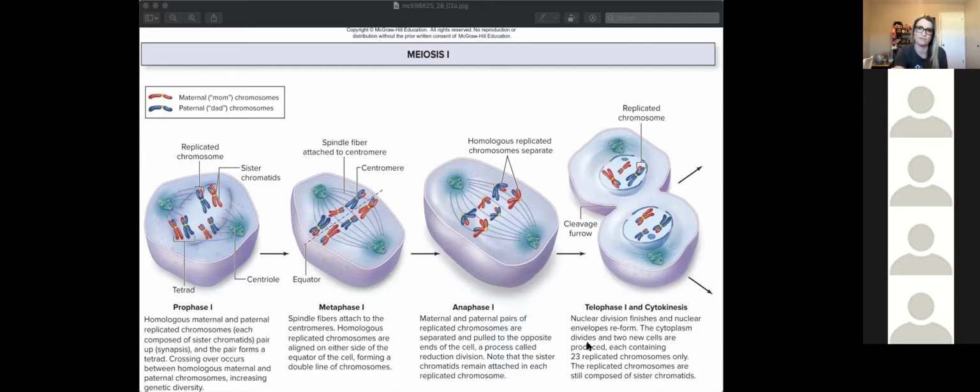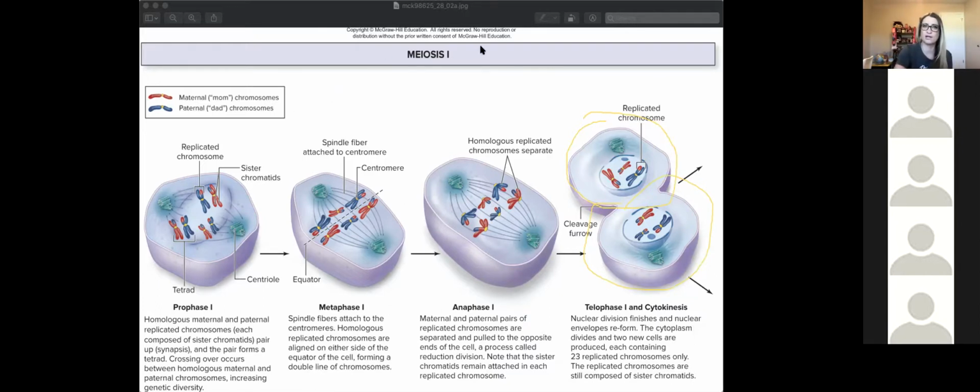because you do not have 23 homologous pairs. You have 23 replicated chromosomes, okay? But they're not homologous pairs anymore. So this one and this one, those 2 cells are haploid cells already, and they are not identical. If you look at the colors of the chromosomes, you will see that they're not identical, okay?